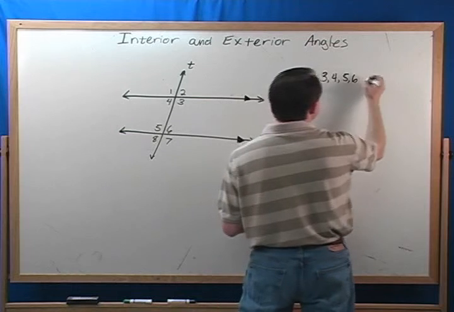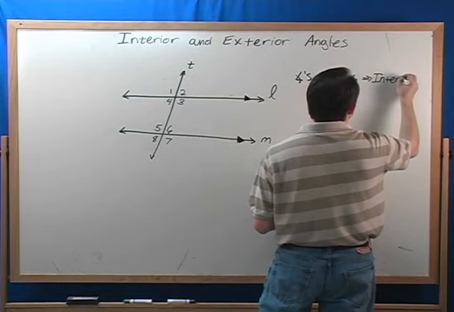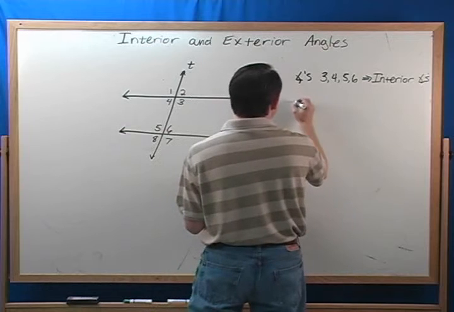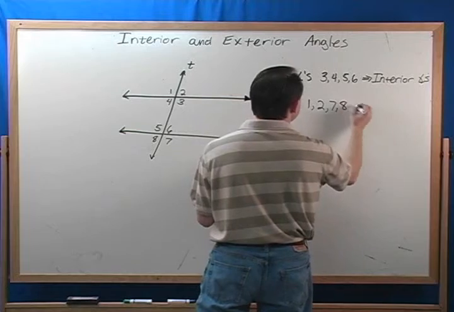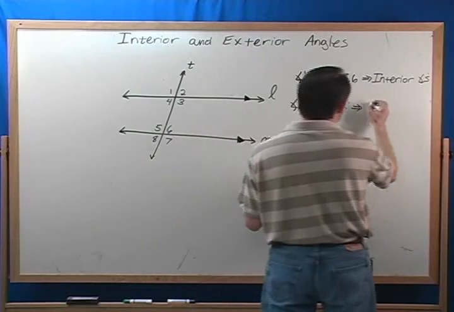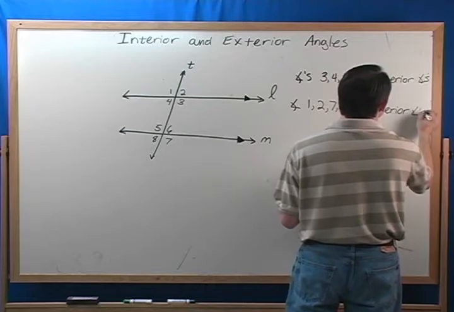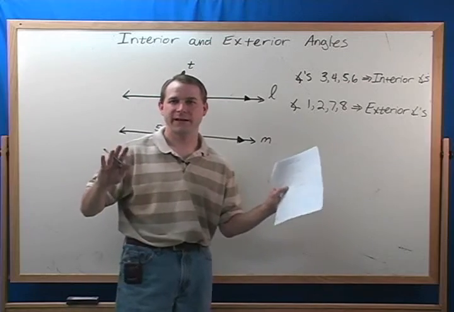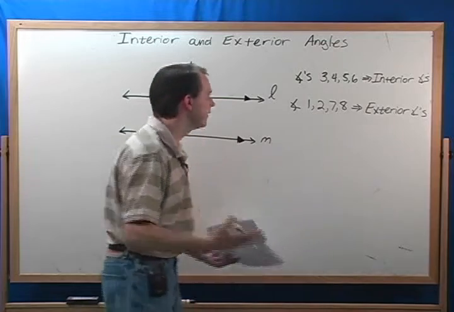Angles 3, 4, 5, and 6 are called interior angles. And angles 1, 2, 7, and 8 are called exterior angles. Now remember, this is only a definition. This actually doesn't have anything to do with math. This is just teaching you the terms so that you can follow along and do the problems.